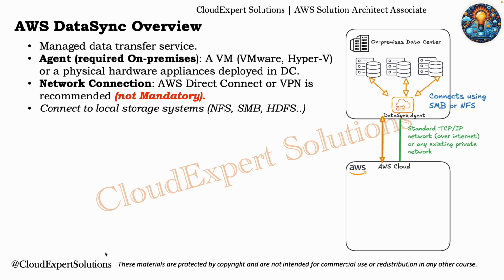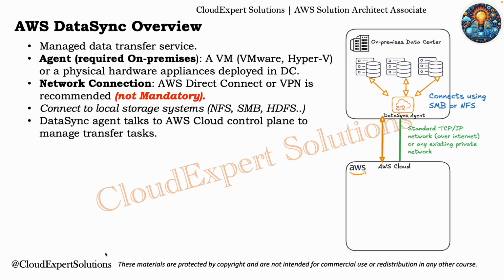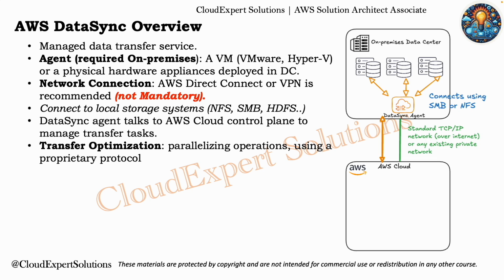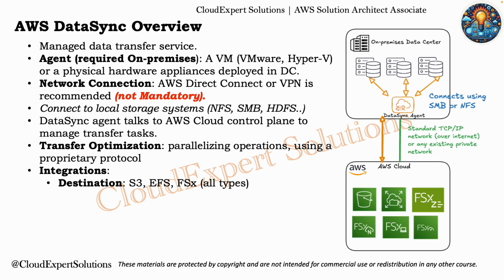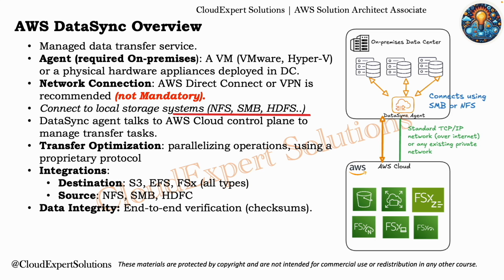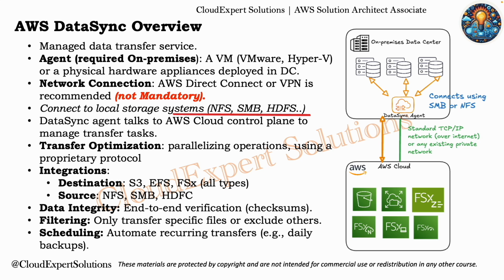The agent connects to your existing local storage systems using standard protocols like NFS or SMB. It talks to the AWS Cloud Control Plane to manage transfer tasks. DataSync optimizes the data transfer by automatically parallelizing operations using a proprietary protocol. It can push the data efficiently into AWS storage services like Amazon S3, Amazon EFS, or various FSx file systems. I have also listed the sources as well. We spoke about this in point number 4 of this slide, and you should remember the DataSync sources and the destinations. DataSync guarantees data integrity through end-to-end verification and checksums, and you can also filter which files to transfer, which is great for moving only production data and leaving behind any test files. Scheduling is another key feature of DataSync, and it allows you to automate recurring data movement such as nightly backups or any replication task.